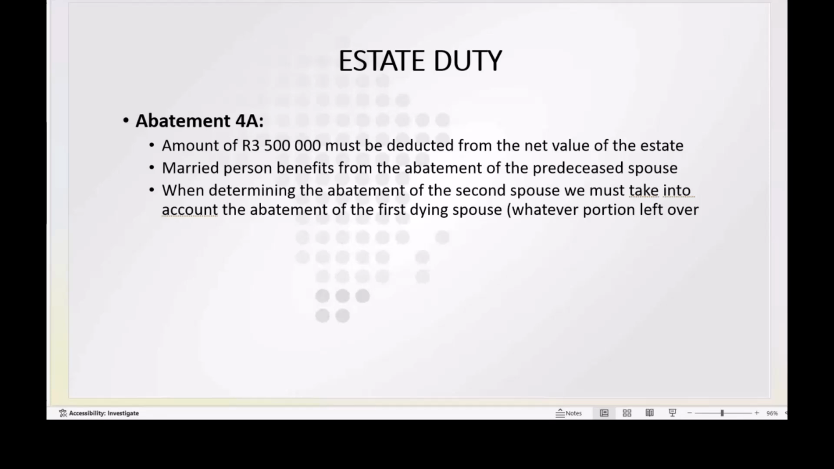And then if you're married, you can take the abatement that's still available from your spouse's estate. So if they only used 1.5 million, then you still have an abatement of 2 million available when you die that you can set off against the net value of the estate. Okay, so those are the basics that you need to know. There's still a lot more to it, so you still need to go back and study and make sure that you have all the information you need in preparation for your exams.